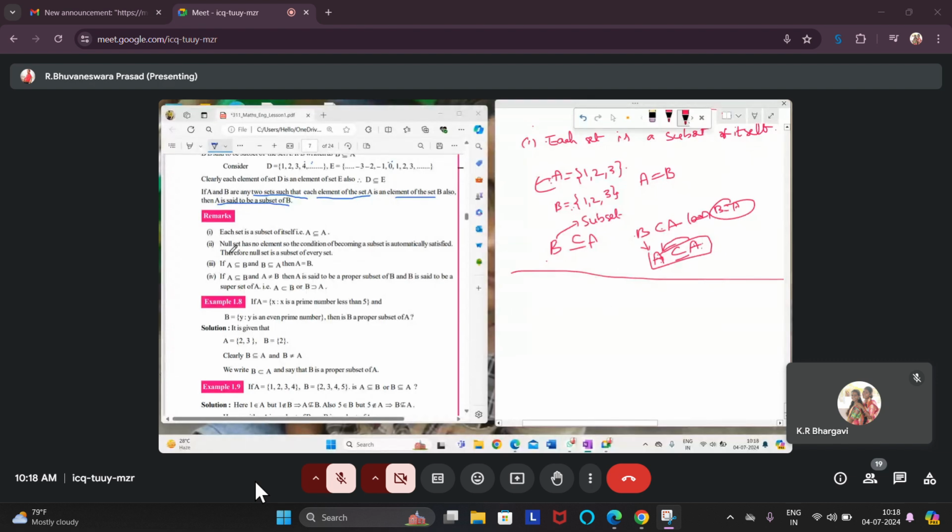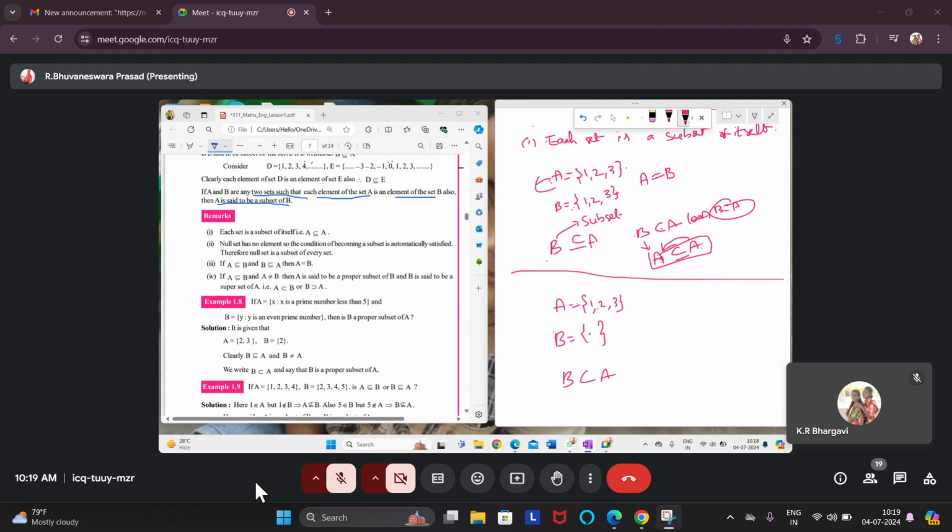Next, second condition: the null set has no element, right? So the condition of being a subset is automatically satisfied. Therefore the null set is a subset of every set. See, for example A equals 1, 2, 3. Okay, now I want to derive this, the null set. Null set means there is no element. Okay, so then B is a subset of A, right?